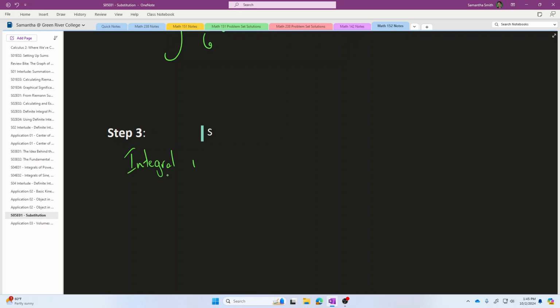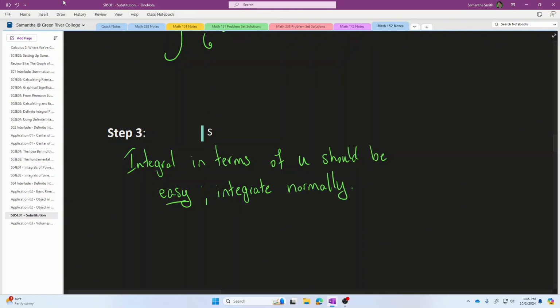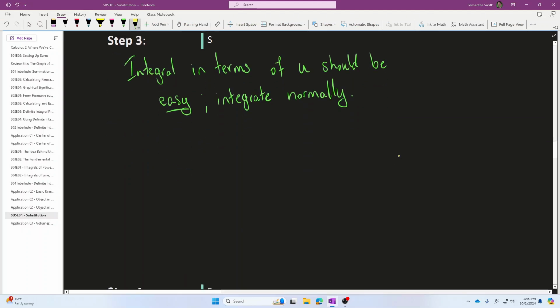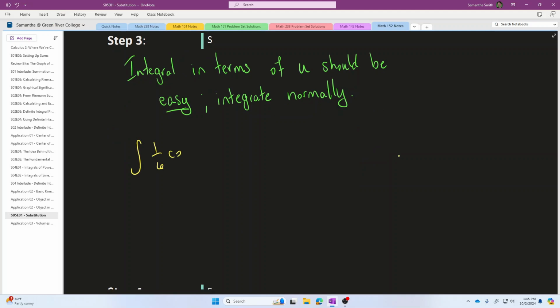The integral in terms of u should be easy. Integrate normally. So in the context of our running example, the integral of 1/6 cosine of u with respect to u is just 1/6 sine of u plus c.